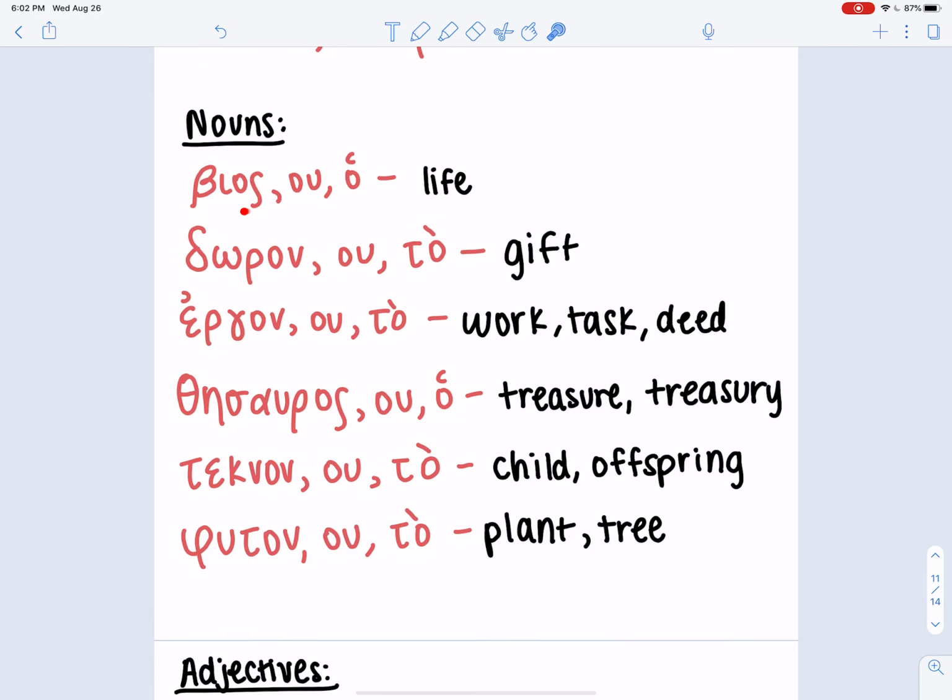Nouns, we have bios, ho, which means life, we used that earlier. Doron, to, which means gift. Ergon, to, which means work, task, or deed. Thesauros, which means treasure or treasury, place for keeping money essentially. And yes, thesaurus does come from that. Shocking, I know. And then we have teknon, to, which means child or offspring, and futon, to, which means plant or tree. So mostly neuter nouns and then a couple masculine ones in there.